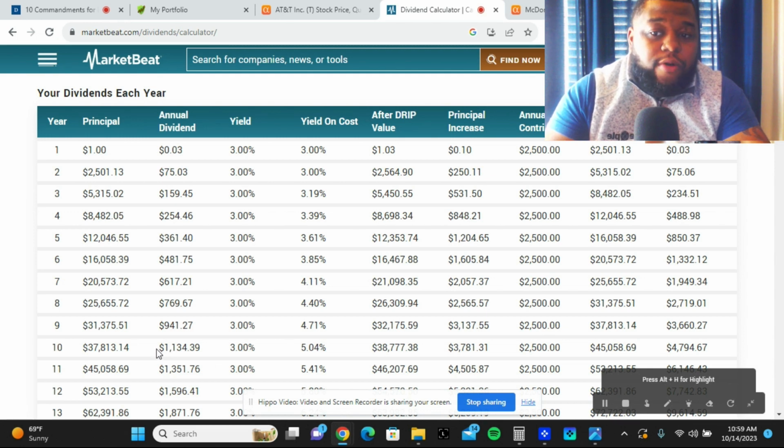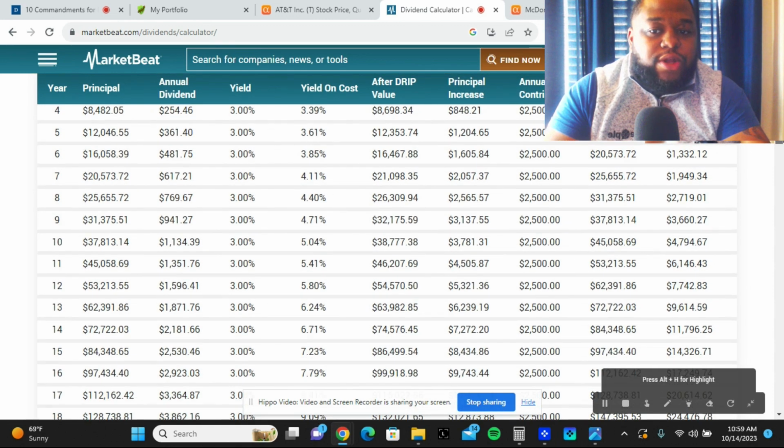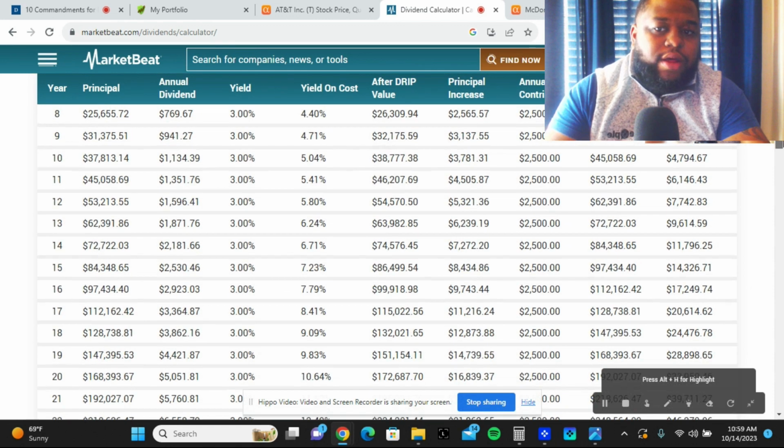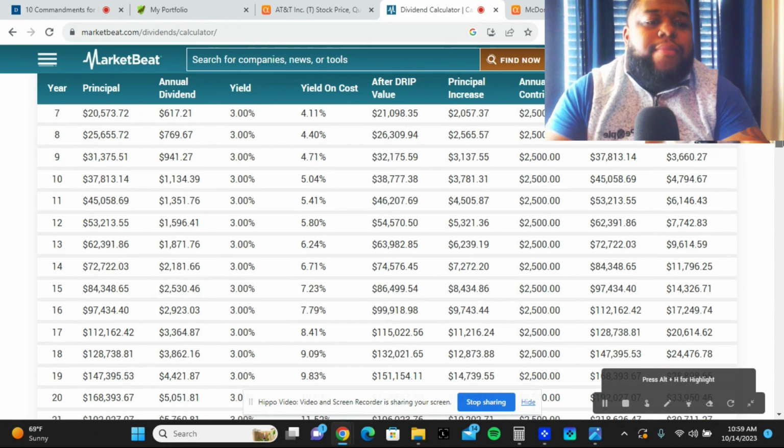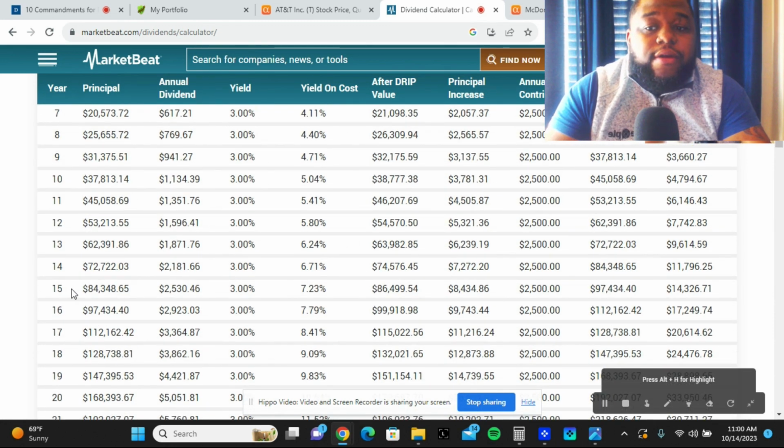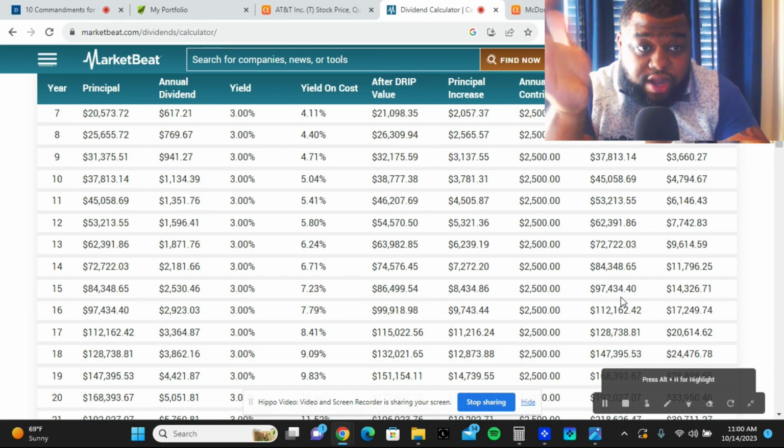And it starts out small, where at 10 years, your annual dividends are only paying you $1,100, $1,134, and you're like, oh, that's nothing, kiddo. That's not gonna pay my bills, right? Okay. After 15 years, just only $2,500 per year, right?